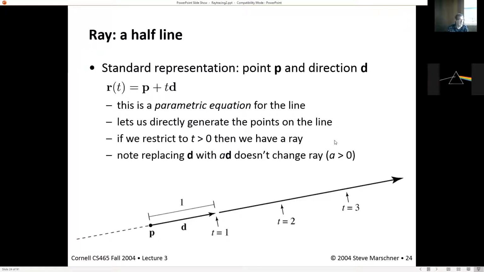A ray is half of a line. So we're going to store two pieces of information for a ray: not just a vector direction, but the point at which we're starting. So we typically store this P, the point where our ray originates, and then a direction vector D. We have to store these two things to represent a ray in space. The ray is a half line, so the length of this vector doesn't really matter. You could consider it normalized to 1, or you could consider it any length.